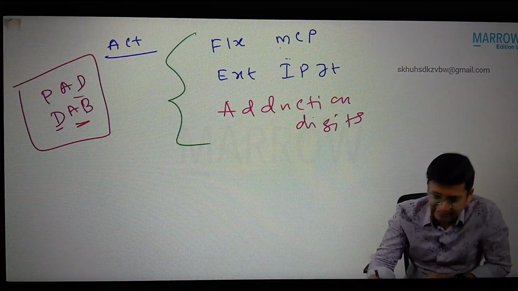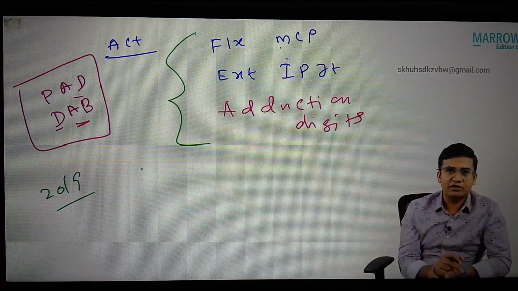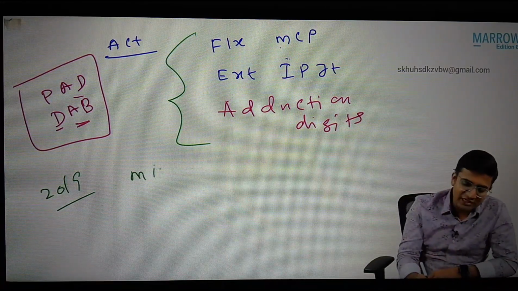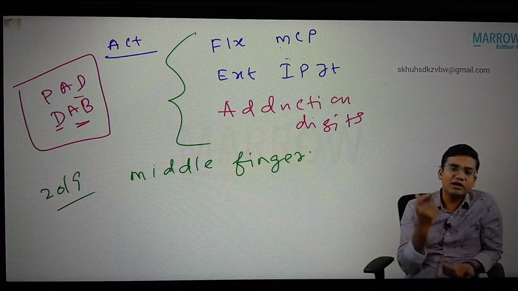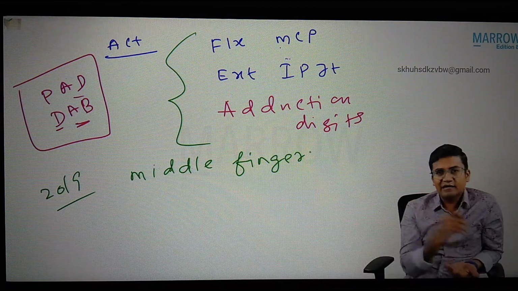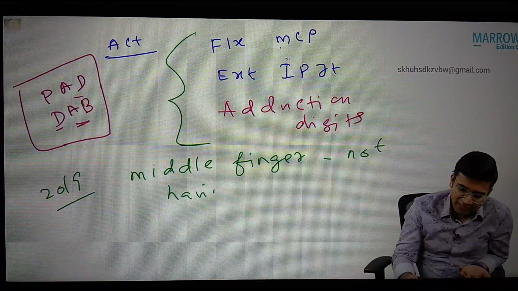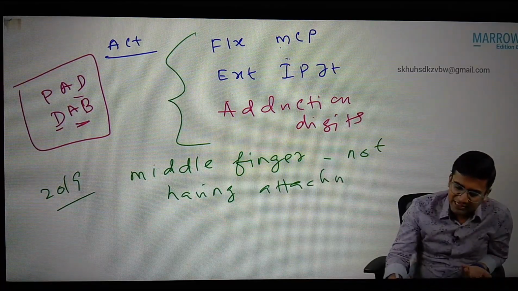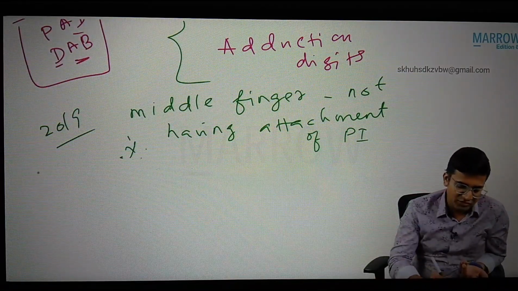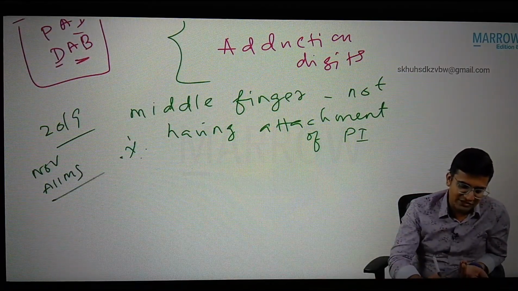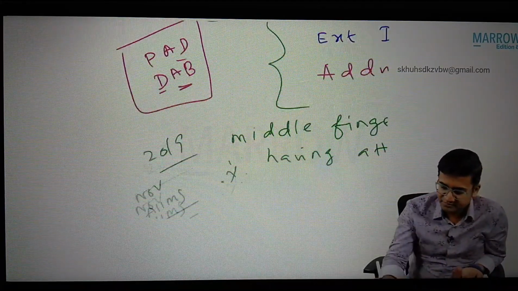Now in the 2019 AIIMS exam, we got the question, which finger does not have the attachment of palmar interosseous? Middle finger. Why? Because the middle finger is already in the midline. We don't need any other muscle to move the middle finger to the midline, no? So the middle finger does not have the attachment of palmar interosseous. This is very important. In the 2019 November AIIMS exam, we got this question. Okay, right. So the diagram.